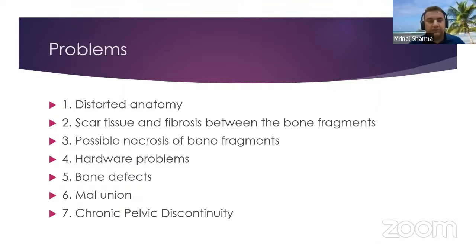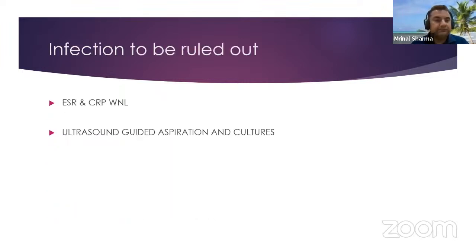And the problems when you revise this are the distorted anatomy, scarring, soft tissue fibrosis, possible necrosis of the bone fragments, and hardware problems. There might be plates hindering your placement of the cups in the proper positioning. The bone defects, the malunions, and obviously sometimes a chronic pelvic discontinuity might be seen.